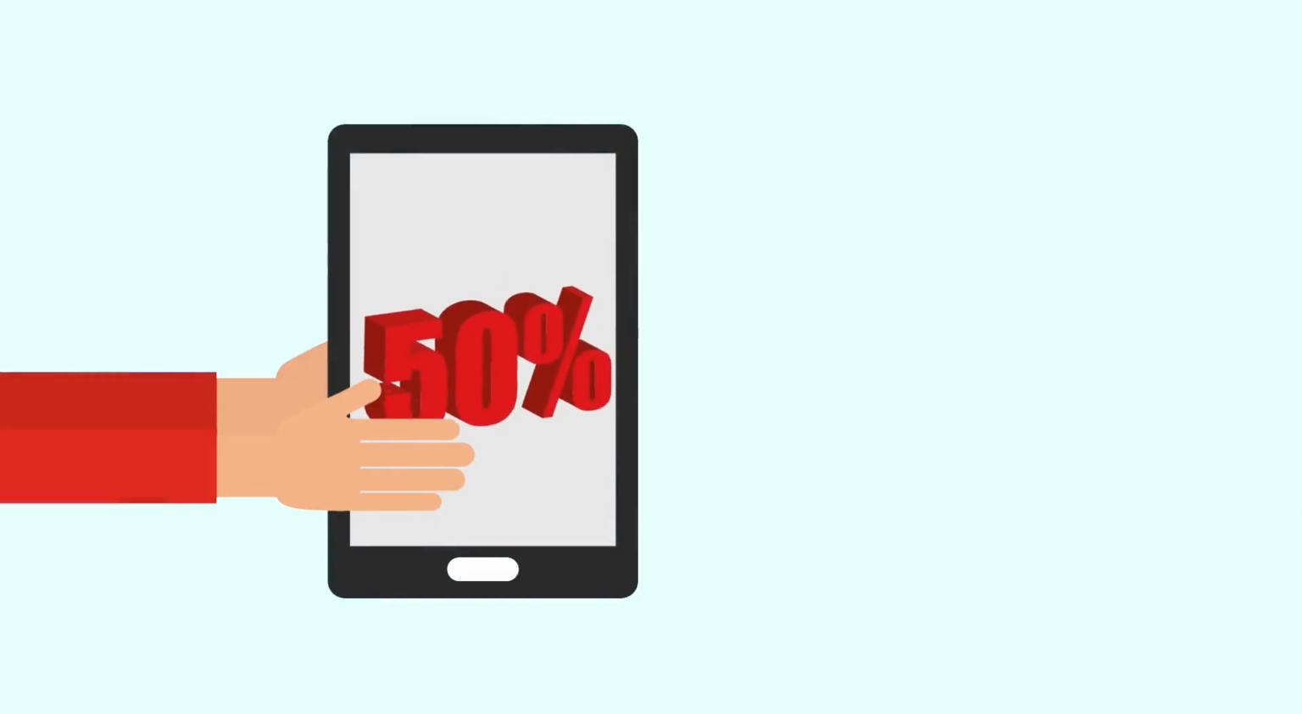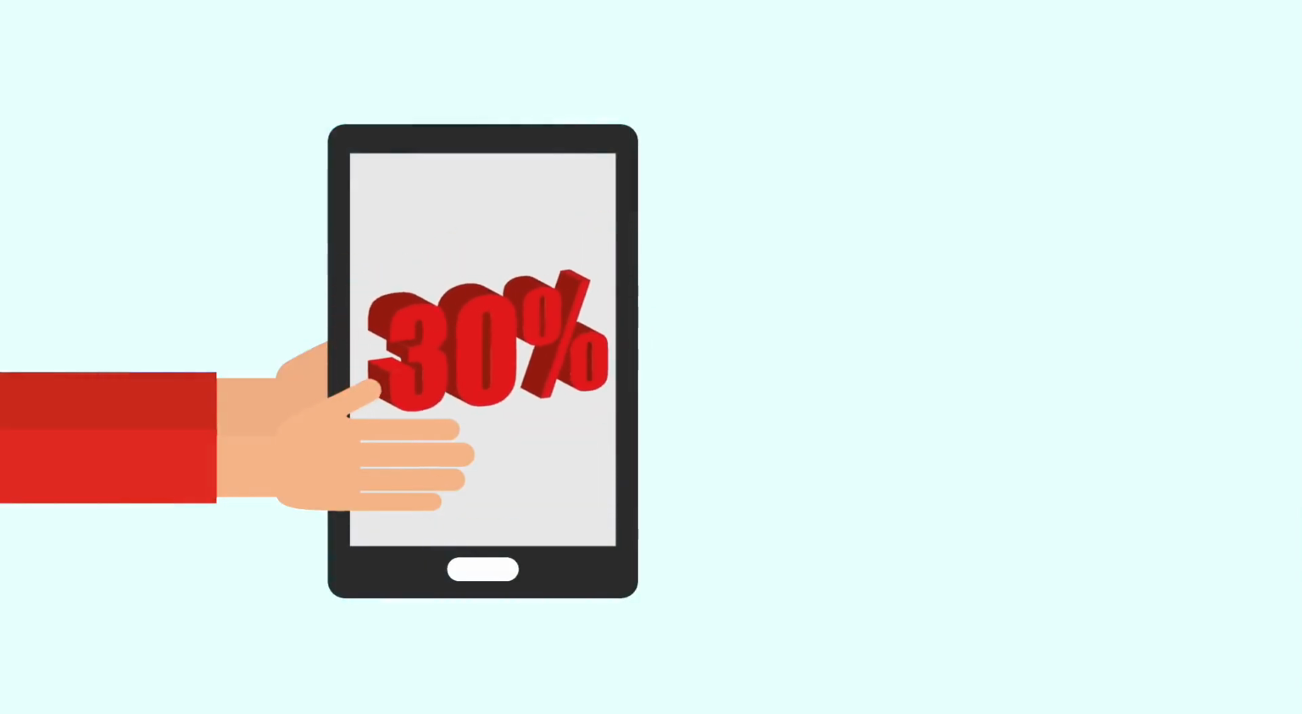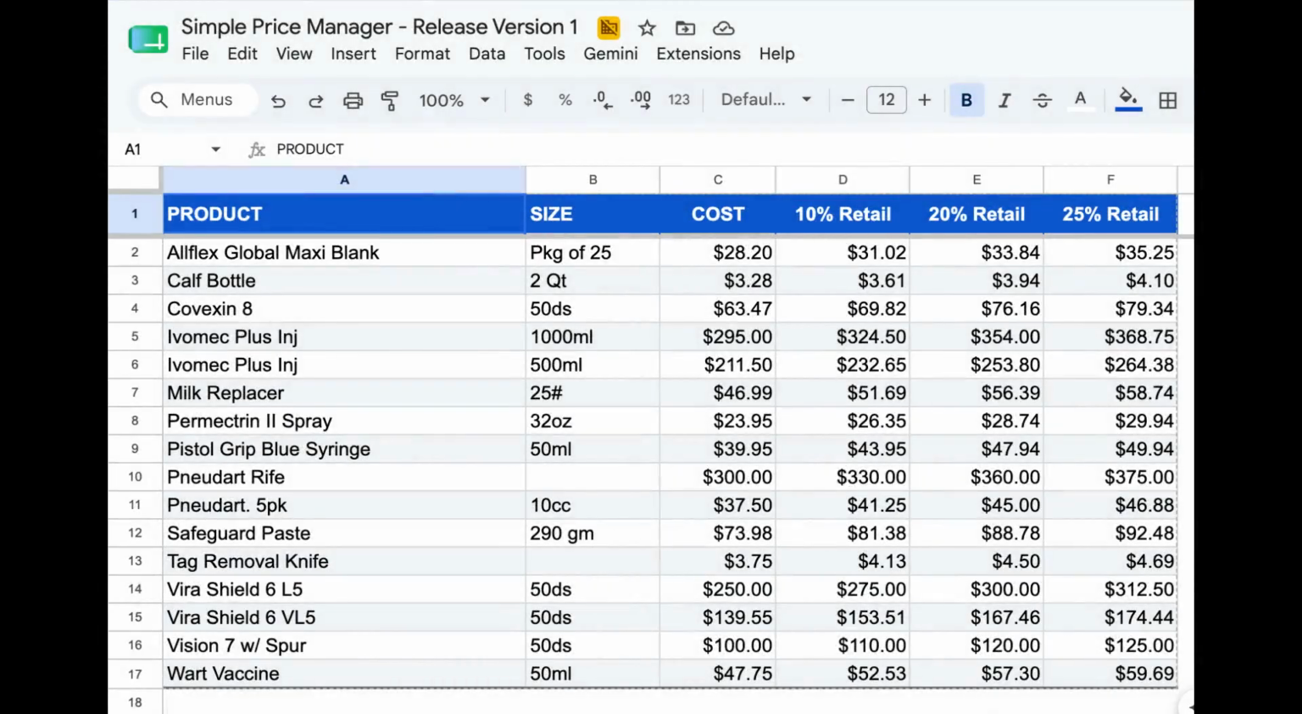No complicated formulas, no subscription fees, no expensive software to learn. When supplier costs change, simply update your product costs and let Simple Price Manager do the rest. In seconds, you'll have a printable spreadsheet with your products sorted and 3 retail price levels already calculated.